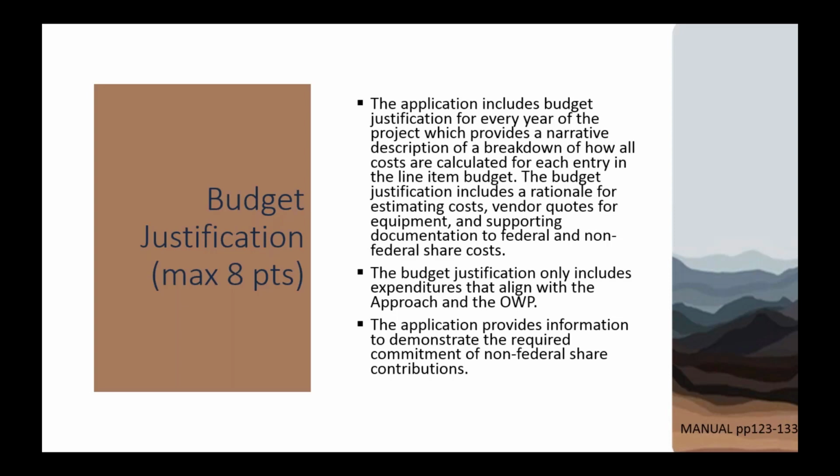All items described in the narrative and OWP that have an associated cost should be included in the line item budget and described in the budget justification. Similarly, if there is a cost in the line item budget and budget justification, make sure that it has an activity related to that cost in the OWP and that it is explained in the project narrative.